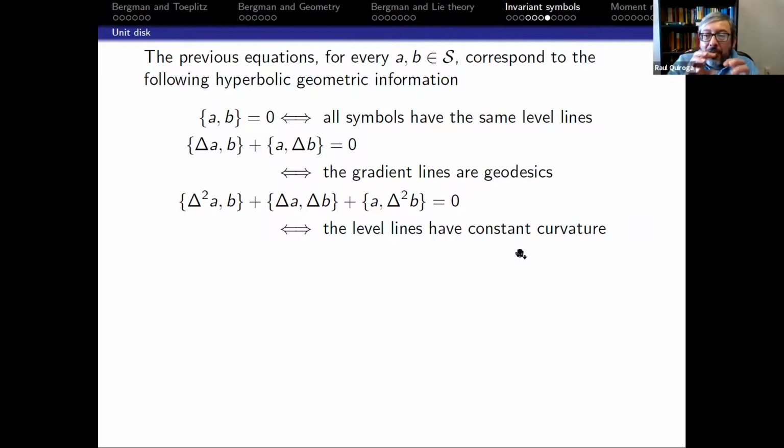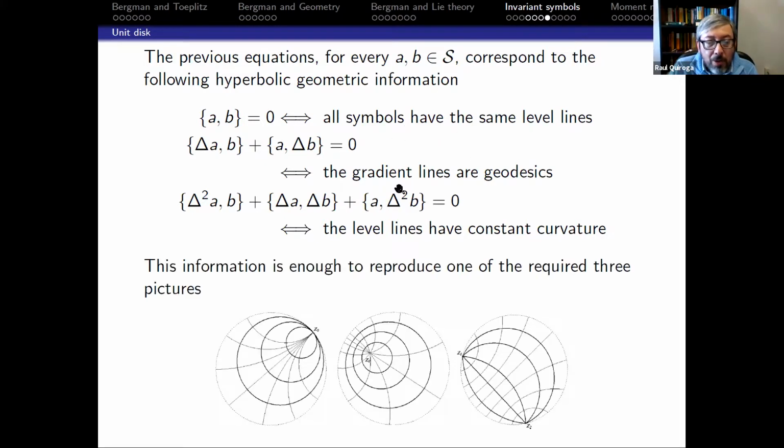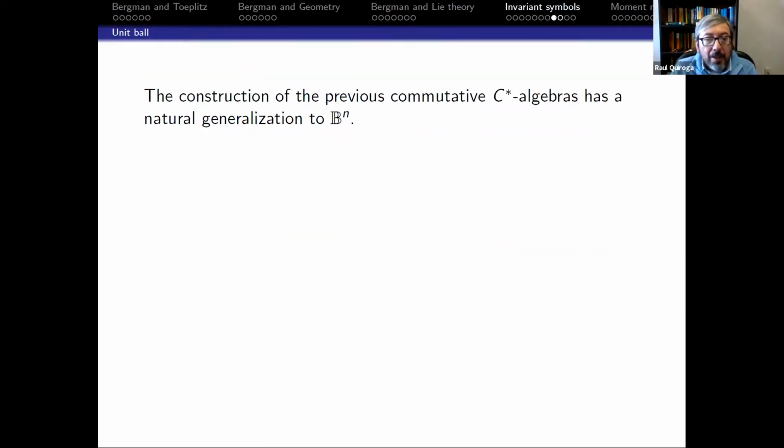Geodesics have vanishing curvature, but these ones here, the level lines, have constant curvature. So you have a very rigid picture with geodesics and things of constant curvature. This is enough to reproduce these pictures. So from all of the Berezin quantization taken up to degree 3, you get geometric information, and you get that the symbols have to be constant on one of these pictures, and you get the result backwards, the if and only if. So that's one way to use geometry.